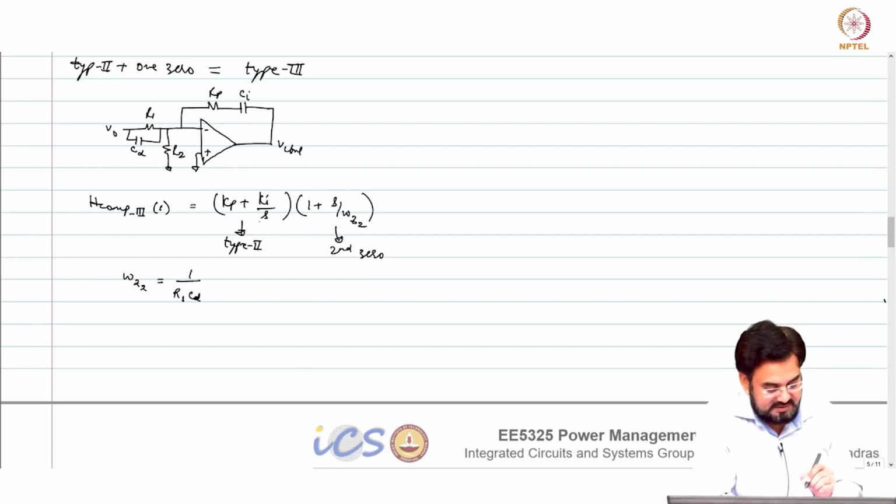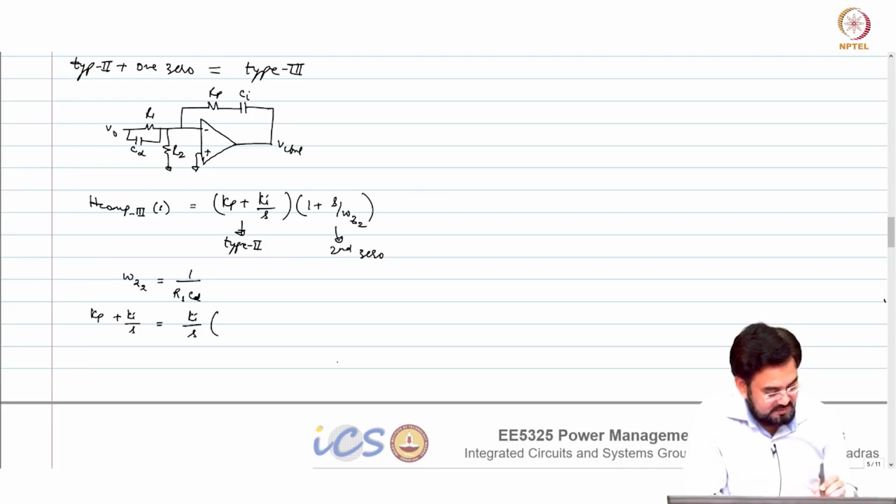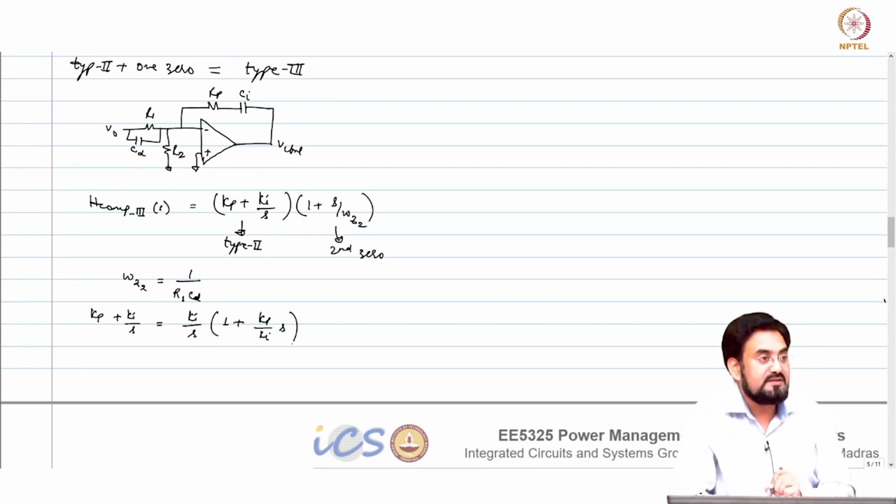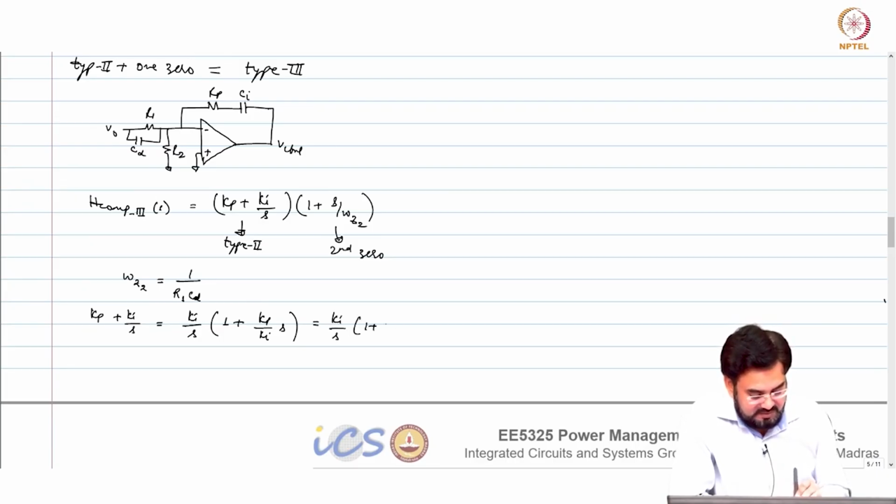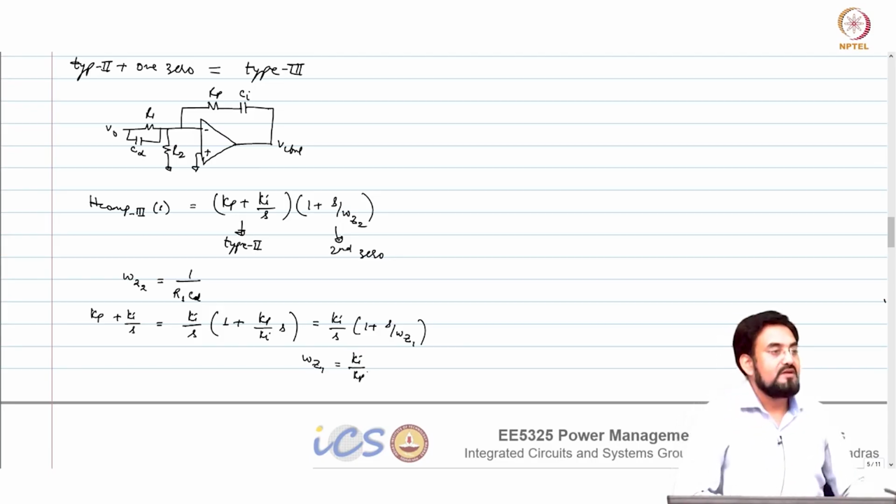So can I write this Kp plus Ki over S equal to Ki over S into 1 plus S over omega z1, where omega z1 is nothing but Ki over Kp. Okay.